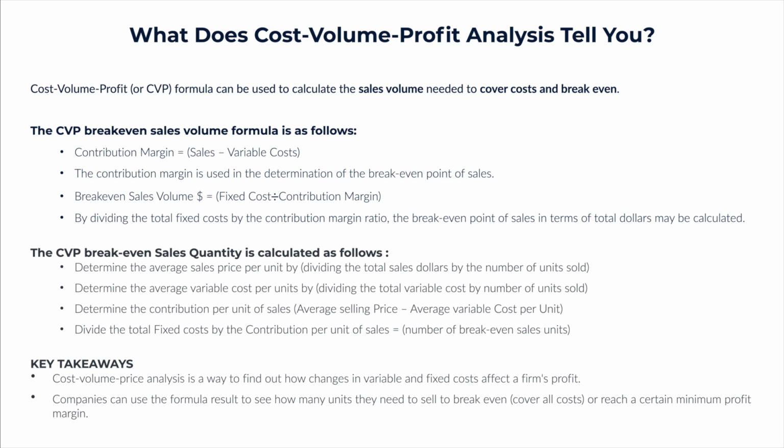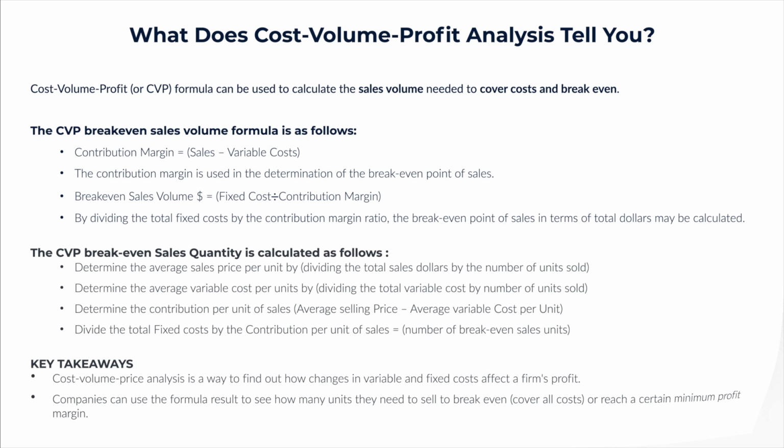So let's have a look at what we need to do and what the cost volume profit analysis actually tells you. The CVP formula can be used to calculate the sales volume needed to cover the costs and break even. What are those costs? We've seen that there are variable costs, which are the material and labor, but every business has fixed costs. You've got salaries, contributions to medical, rent, utilities, energy costs, etc. These are all the costs that you have to cover in order to break even. Otherwise, you don't break even.